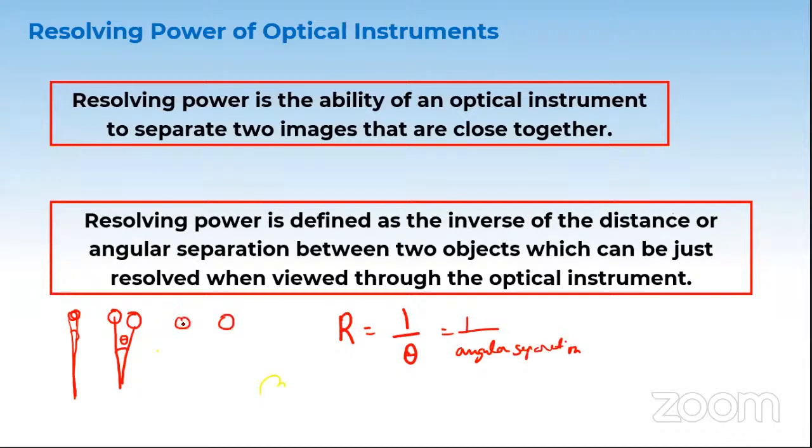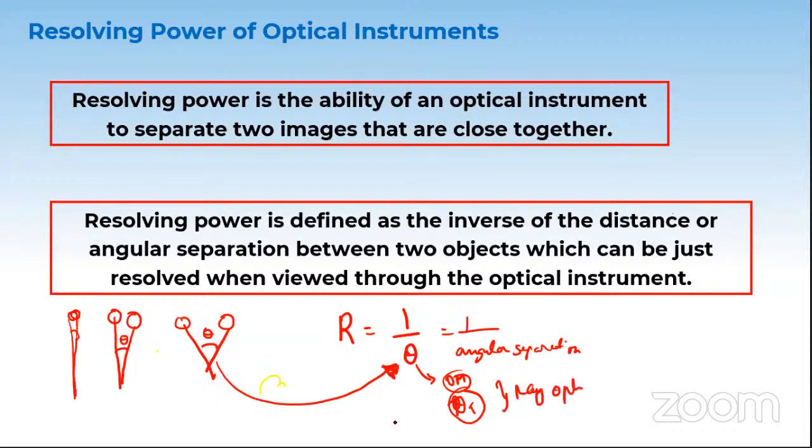When you get a well resolved image, the angle becomes even greater. Theta will become much more. So this is called angular separation theta, and resolving power is inversely proportional to theta. For a microscope there is some theta, and for a telescope there is some other theta. You're going to learn the theta for the microscope and telescope in the ray optics chapter. If you take that theta and put it here, you can find the resolving power of the telescope and microscope without any problem.